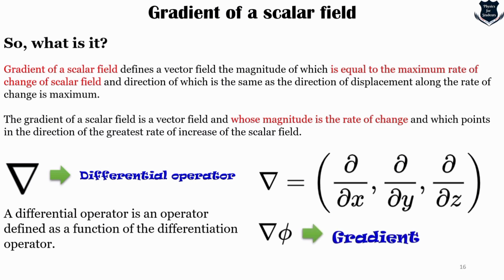This one, nabla phi, is the scalar field, and we find it as an important vector field known as the gradient, or grad, which is denoted by this.